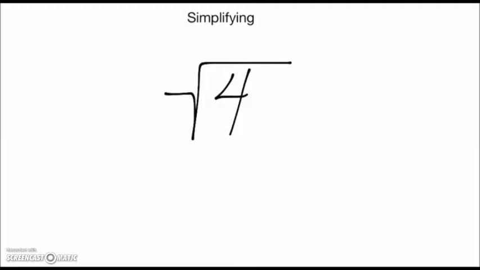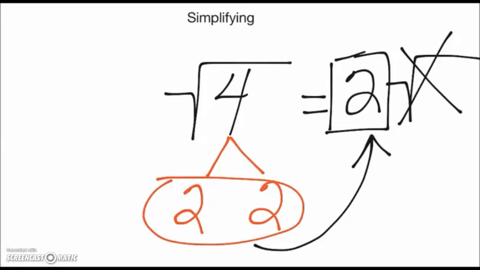Okay, I don't have anything else left over, so I actually get to get rid of my radical in this problem because this one is a perfect square. So my final answer for the square root of 4 is just 2. All right? Now, let's take a look at something a little bit more complicated.